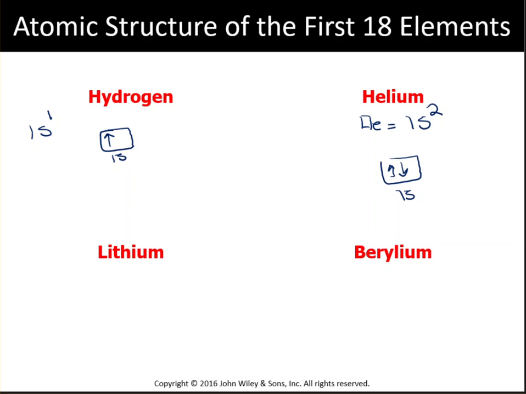Now let's look at lithium. You want to write the electron configuration for lithium. Lithium has 3 electrons. So the electron configuration is 1s2, 2s1. For the box diagram, we have the 1s and 2s. In the 1s orbital, we have 2 electrons. In the 2s, we have only 1 electron.